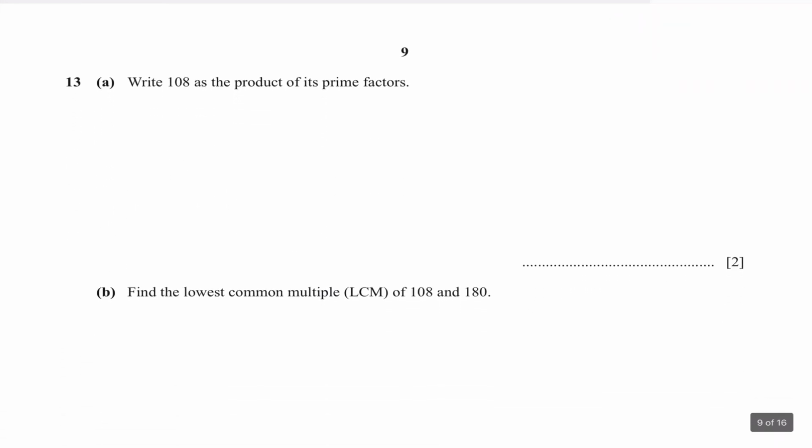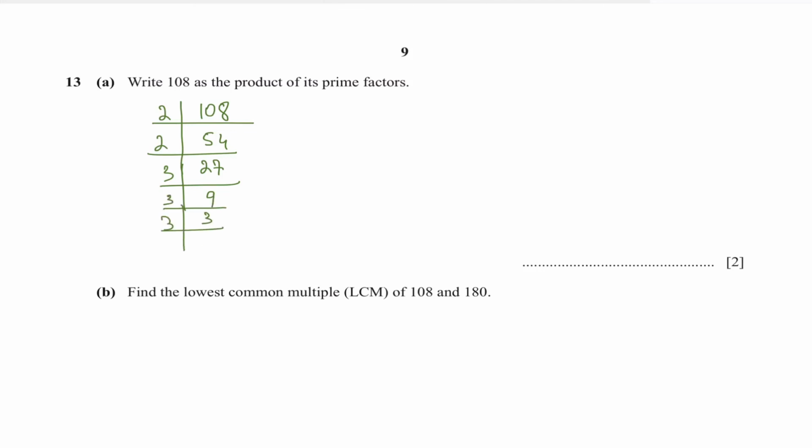Now let's do question number 13. So we have to write 108 as a product of its prime factors. Easy. 2 multiplied by 54, 2 multiplied by 27, 3 multiplied by 9, 3 multiplied by 3, and then 3 multiplied by 1. So 108 can be written as 2 squared times 3 cubed.